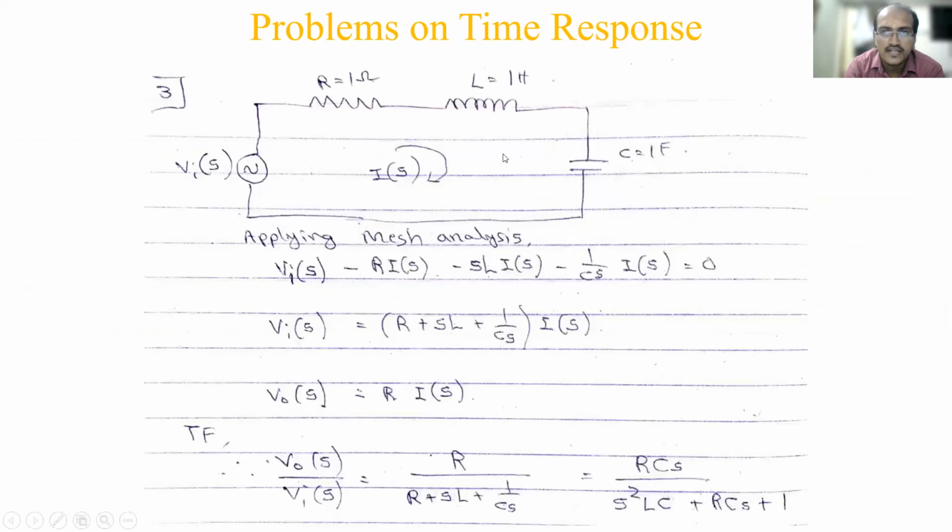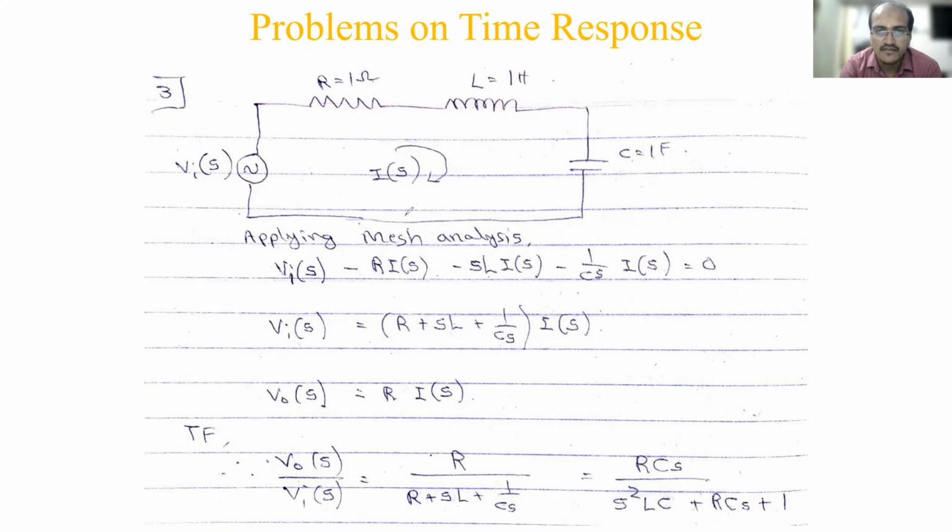So I have drawn the RLC circuit, and the input is shown as Vi of S. The output will normally be taken across the resistor. Anyhow, you can take it across the inductor or capacitor, but it will be difficult; R means simple. And this is I of S.